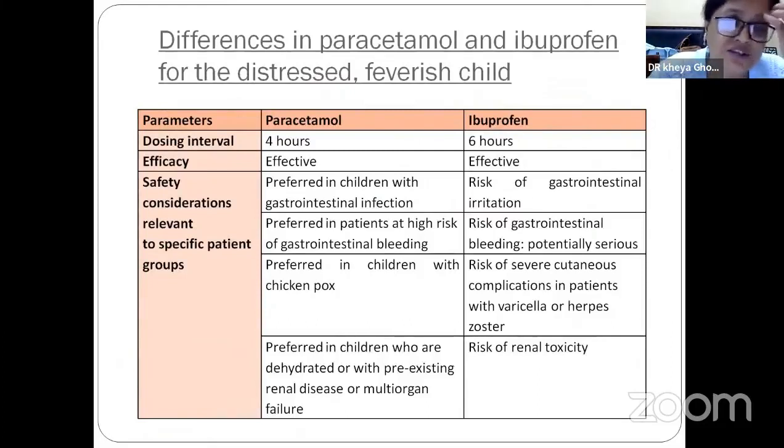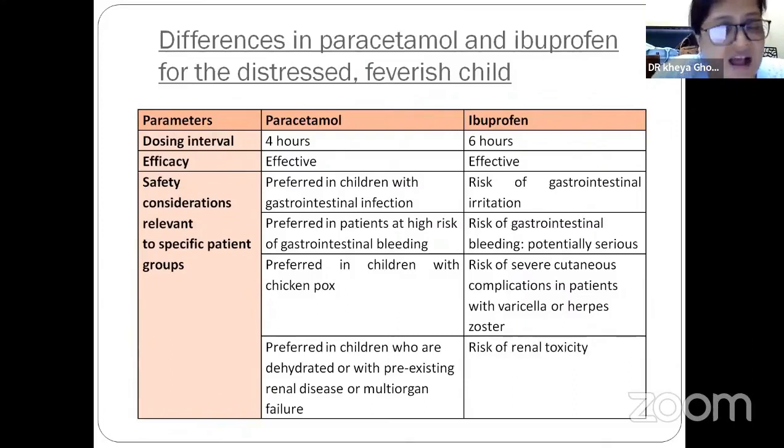For a feverish child, the dosing interval is shorter for paracetamol and longer for ibuprofen. Usually ibuprofen is given not more than 3 to 4 times in a day, whereas paracetamol can be given 4 to 6 hourly, depending upon the dose. For paracetamol, the cumulative dose should not be more than 60 mg per kg per day. So if we are giving it 4 hourly, that is 6 times per day, the per dose should be around 10 mg per kg. But if we are giving 15 mg per kg, the highest possible dose of paracetamol, then the dosing interval should be around 6 hours, because if you multiply 15 by 4, giving it 4 times, it becomes 60 mg per kg. So both are equally effective.